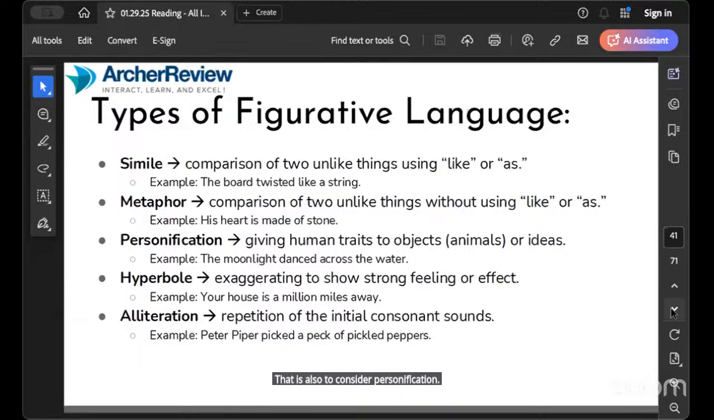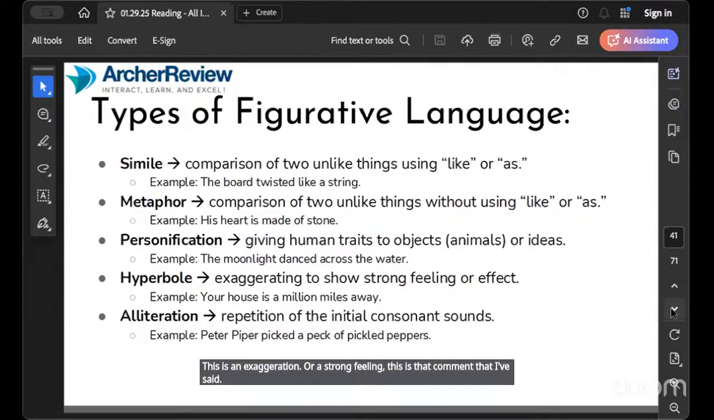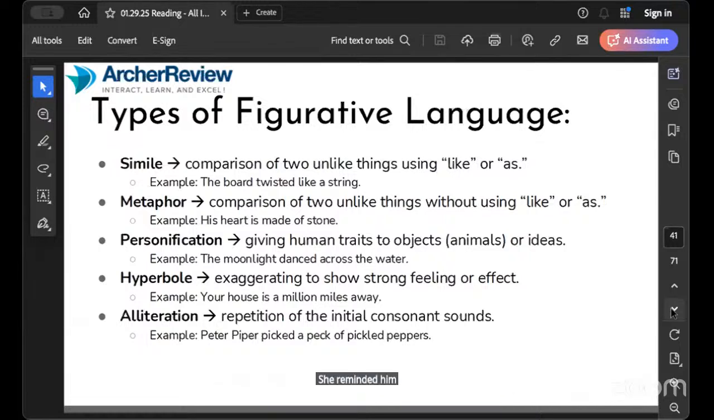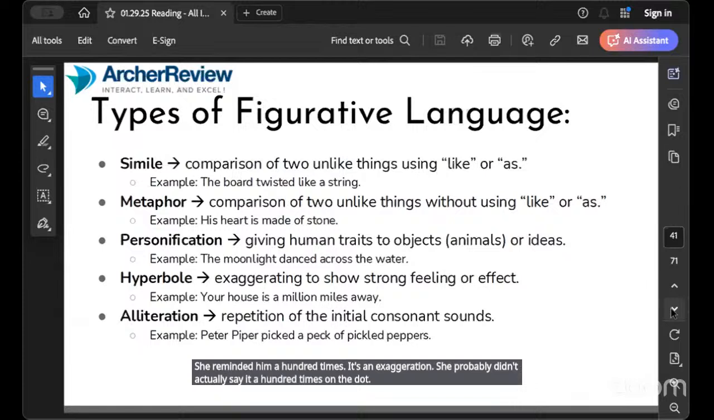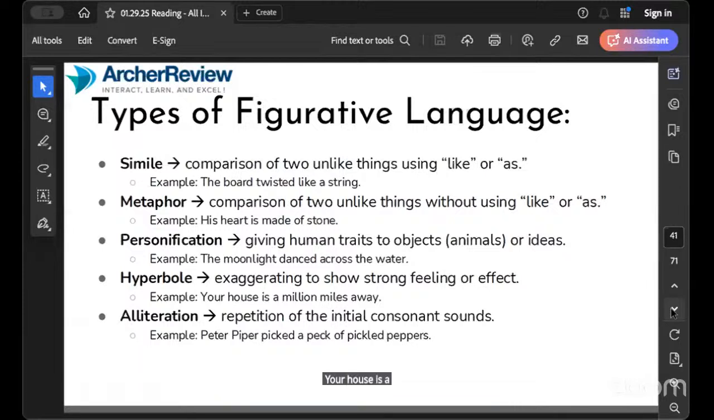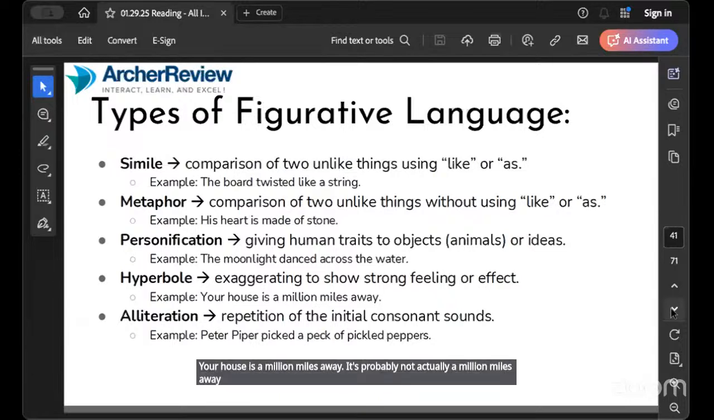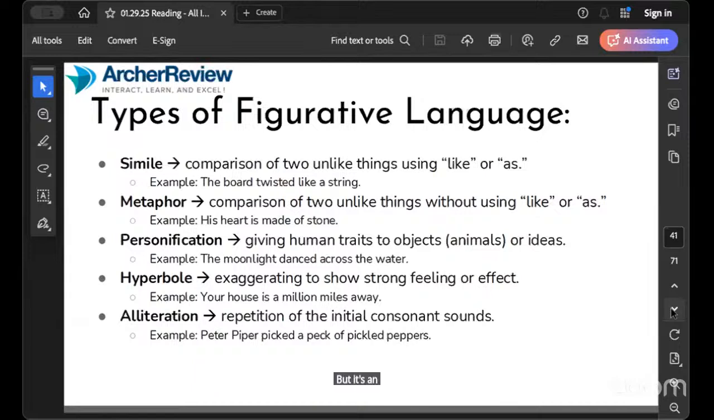Now, hyperboles. This is an exaggeration or a strong feeling. This is that comment that I said: she reminded him 100 times. It's an exaggeration. She probably didn't actually say it 100 times on the dot. Your house is 1,000,000 miles away. It's probably not actually 1,000,000 miles away. If we calculated it up, it's probably more like 732. Okay. But it's an exaggeration of how you feel about that.